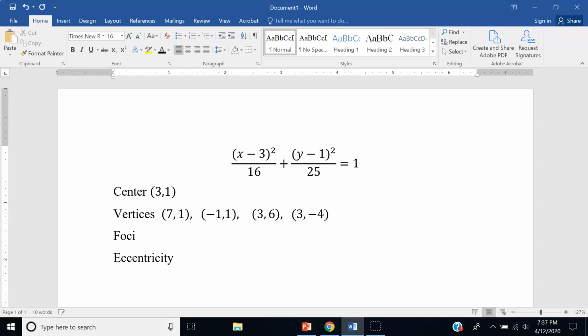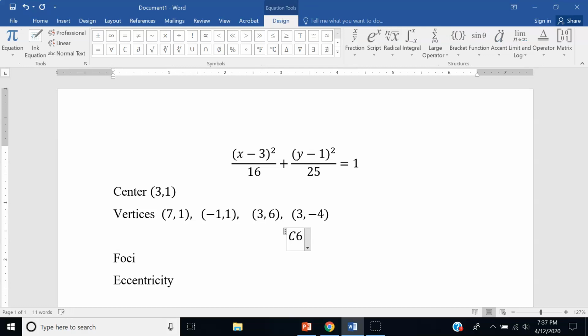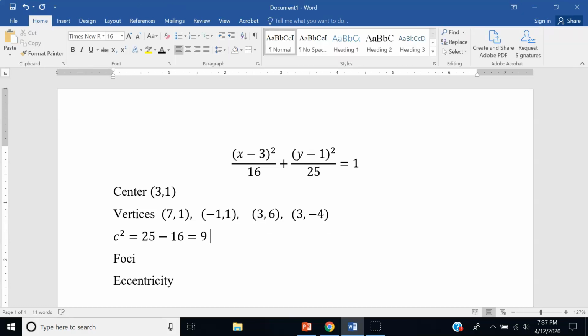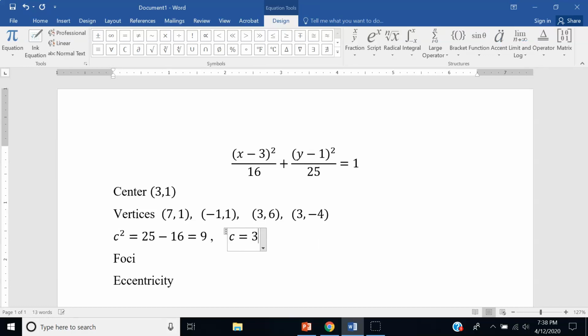So those are, again, the 2 endpoints of my minor axis, and the 2 endpoints of my major axis. Now, as far as the foci go, we have to figure out what that c value is. So c squared is equal to a squared, which in this case is 25, minus b squared, which in this case is 16. Remember, the a has to be the larger of the two numbers. So c squared is equal to 9. That means c is equal to 3.